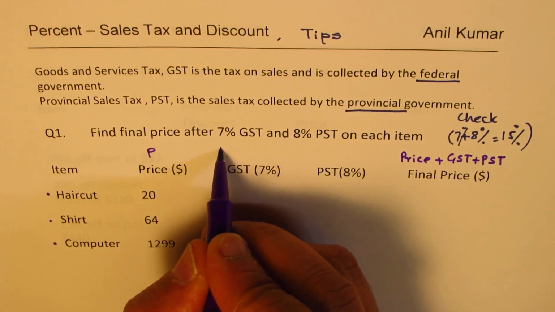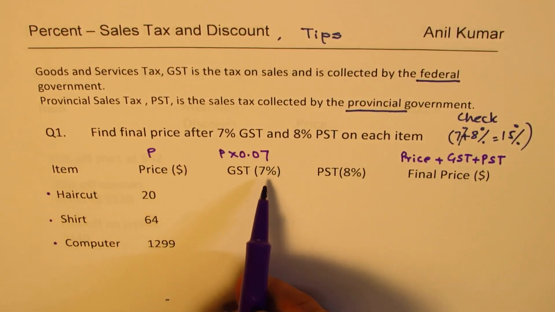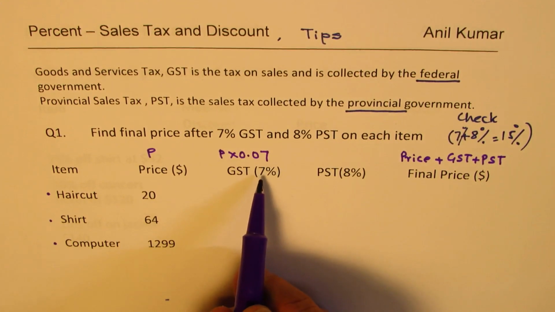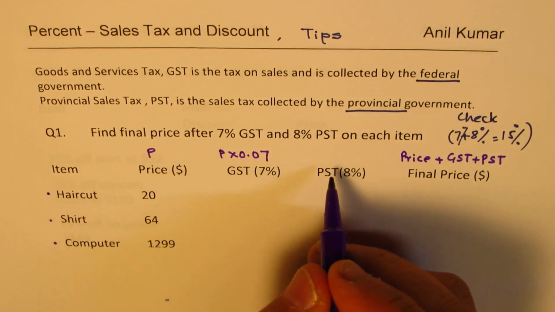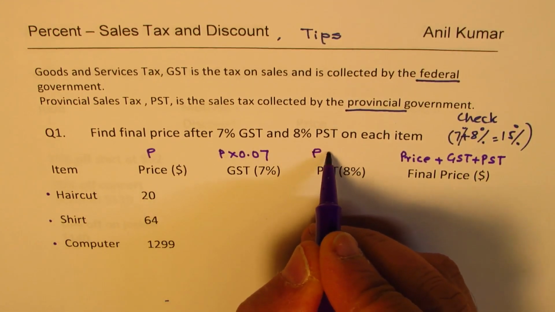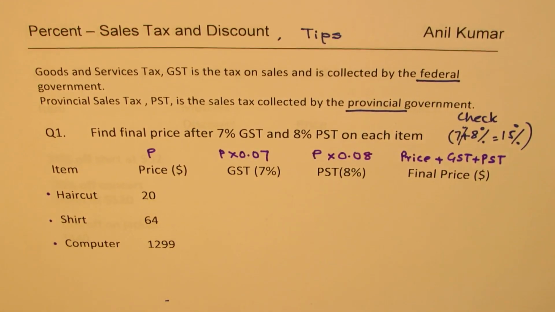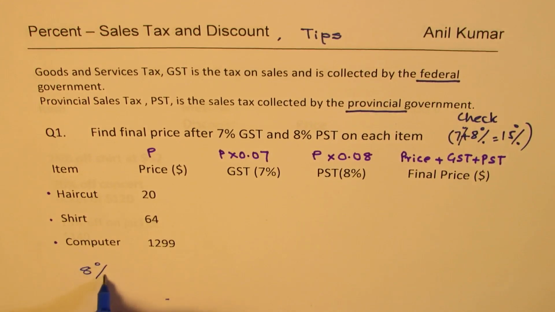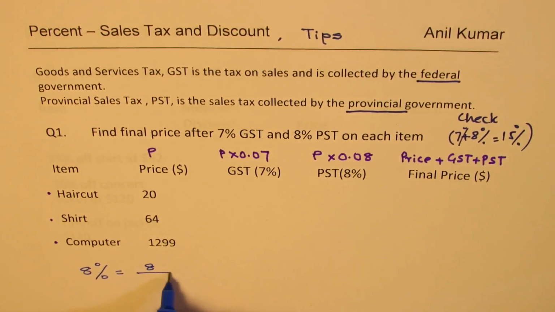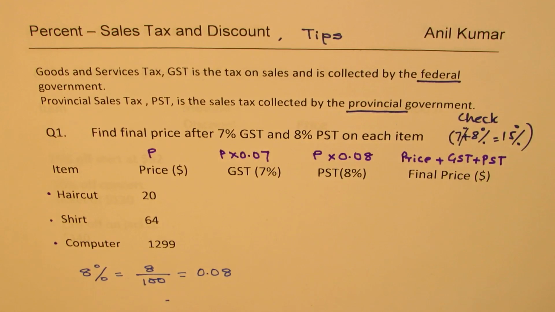Now, if price is P, then GST 7% means what? It really means price times 0.07. 7% is 7 over 100, 7 divided by 100, 0.07. And PST will also be calculated on the price. It will be P times 0.08. That is the meaning of 8%. When I say 8%, it means 8 over 100, so when you divide 8 by 100, you get 0.08.